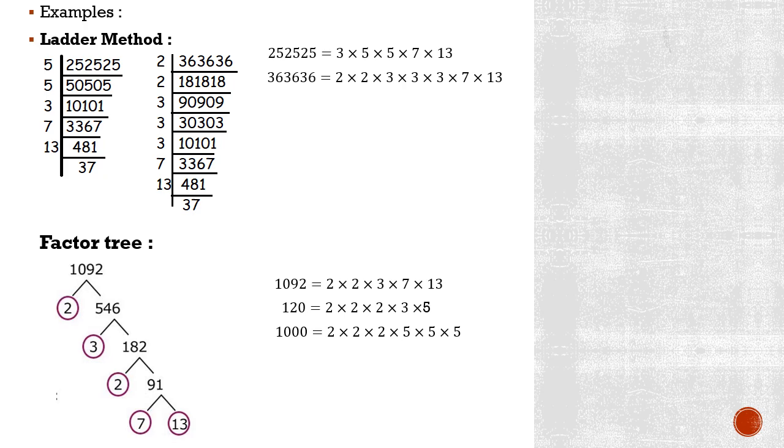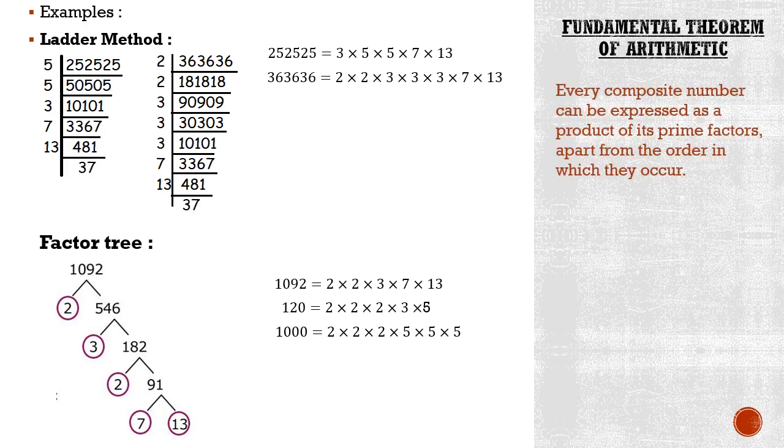Now we will see what exactly is the statement of the fundamental theorem of arithmetic. The statement is given as follows. Every composite number can be expressed as a product of its prime factors apart from the order in which they occur. It means the order in which you take the prime factors doesn't matter, but in the end you are going to get the same prime factors. The only thing is that the given composite number we divide only by prime numbers. So this is the statement of the fundamental theorem of arithmetic.